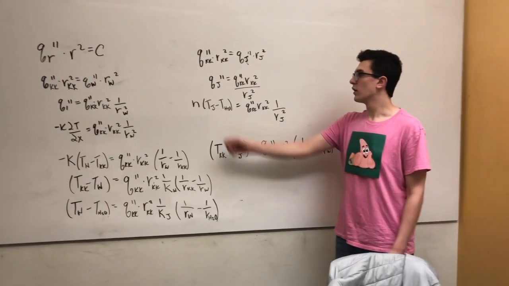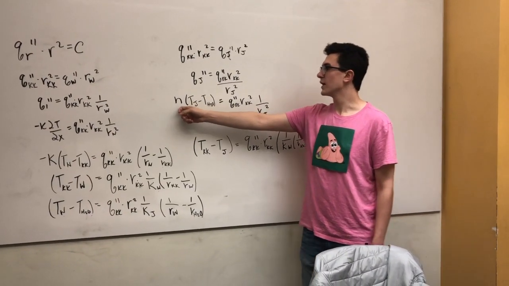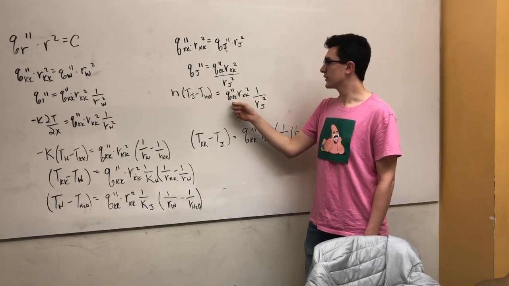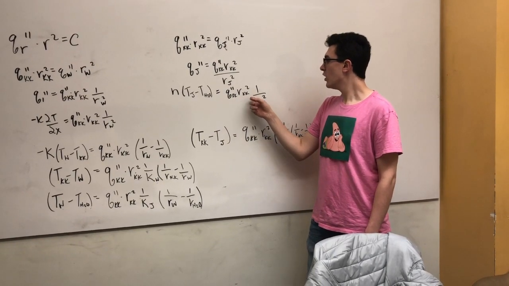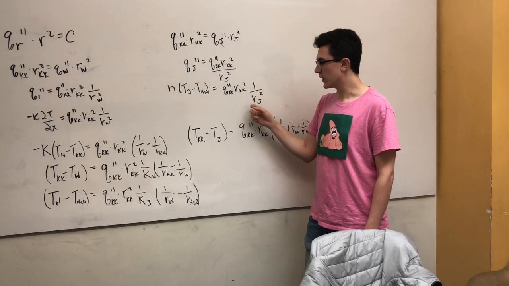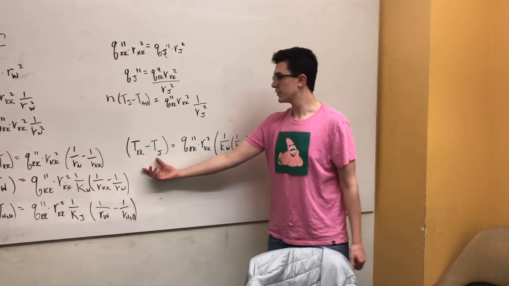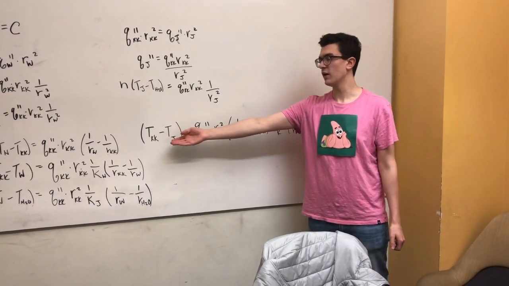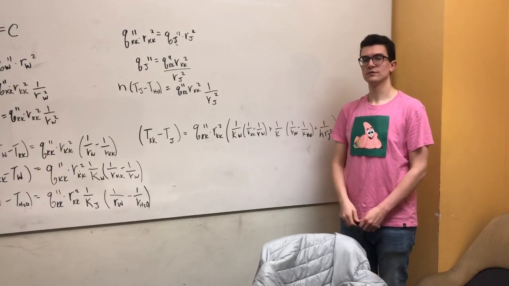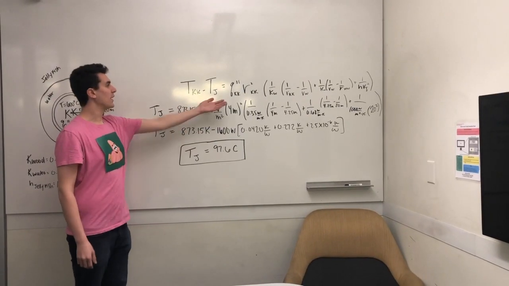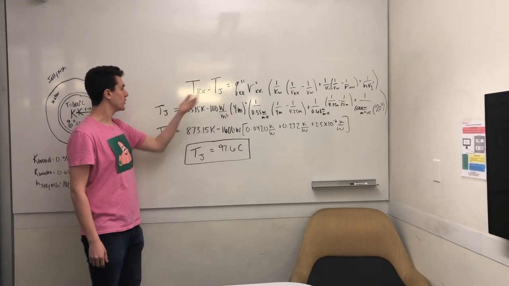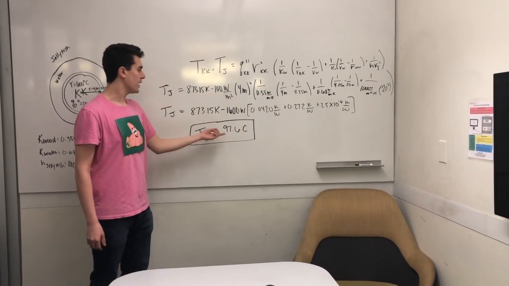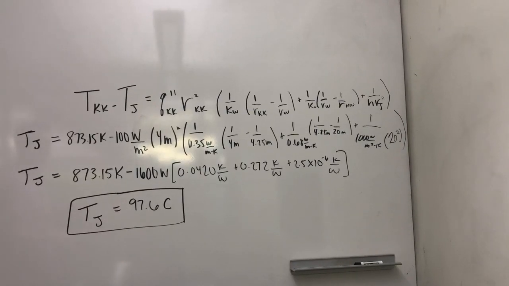Then for our convective heat transfer, we get our h value times the temperature difference is equal to the flux for the Krusty Krab times r squared over the radius of the jellyfish squared. So finally we get our temperature difference in terms of our heat flux of the Krusty Krab, and this allows us to solve for the temperatures of the Krusty Krab and the jellyfish. And now that we have our final equation for the temperature, we can solve for the temperature of the jellyfish by plugging in all of our values, and then we get 97.6 degrees Celsius as the temperature for the jellyfish.